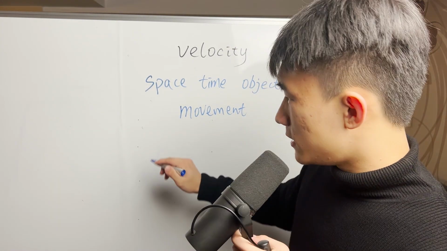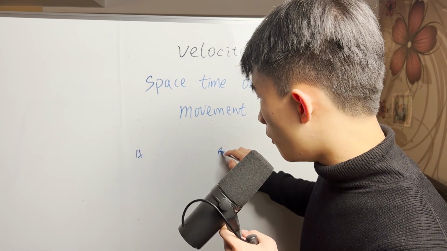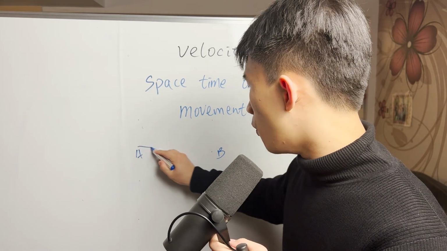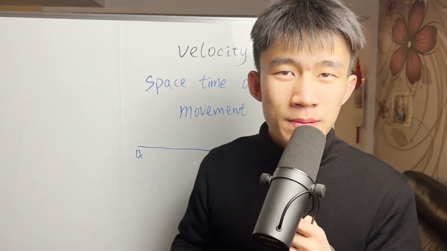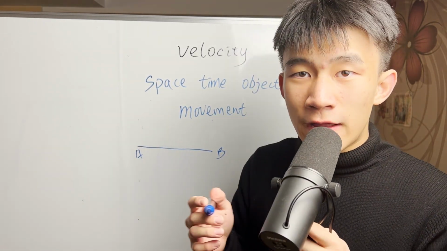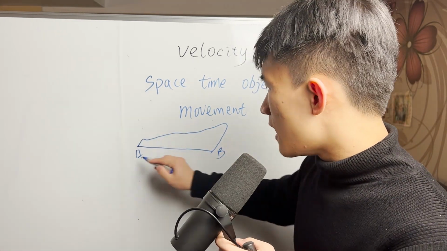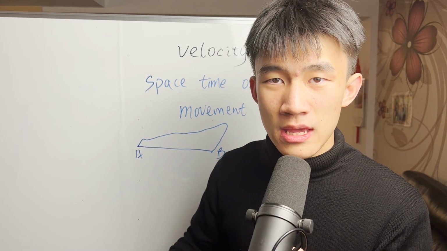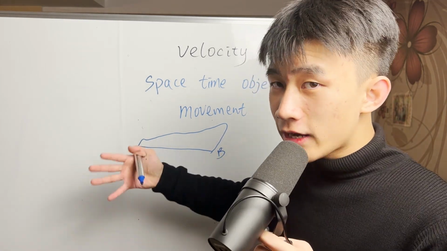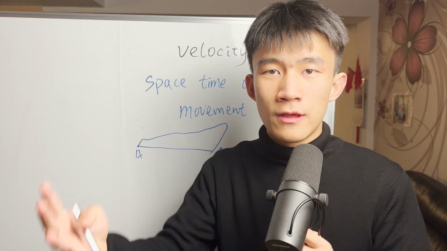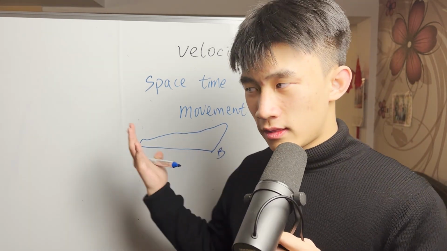Imagine I have 2 points. I have point A and I have point B. If I move in 1 hour from point A to point B, what will be my movement? Imagine I drove a car and my actual path looks like this. So is the straight line connecting A and B my actual movement, or is the actual path that I'm taking my movement? A lot of scholars have debated this.